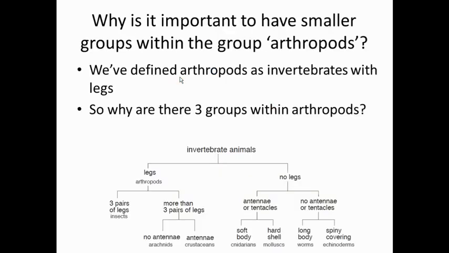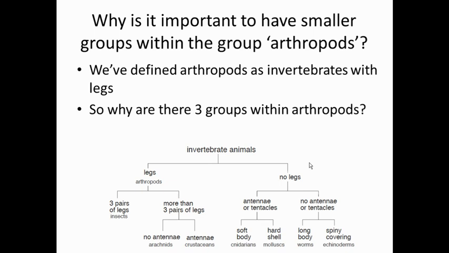So we've talked about that the animal kingdom is split into 2 main groups. We've got vertebrates and invertebrates. And then we've talked about there are 2 main groups within invertebrates. We've got our arthropods and we've got then our invertebrates with no legs. So we've defined arthropods as invertebrates with legs. So why then do we have to further divide it?